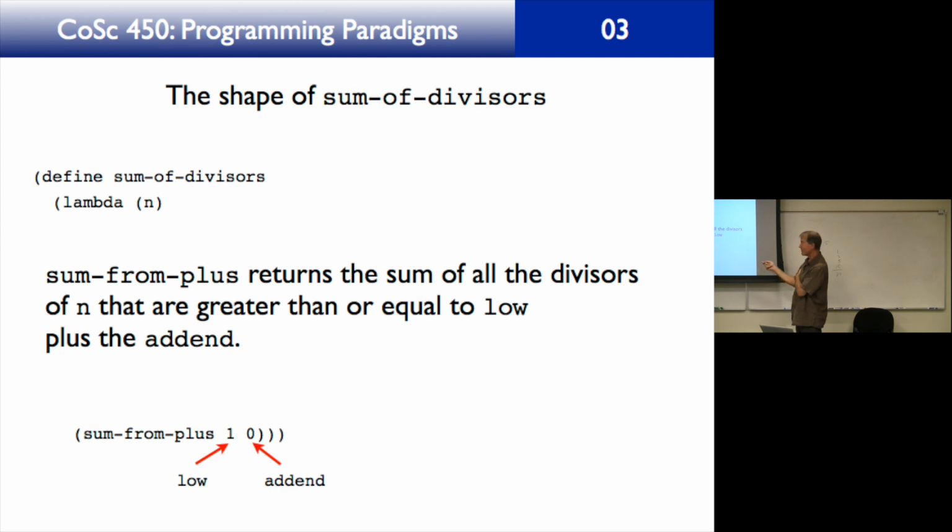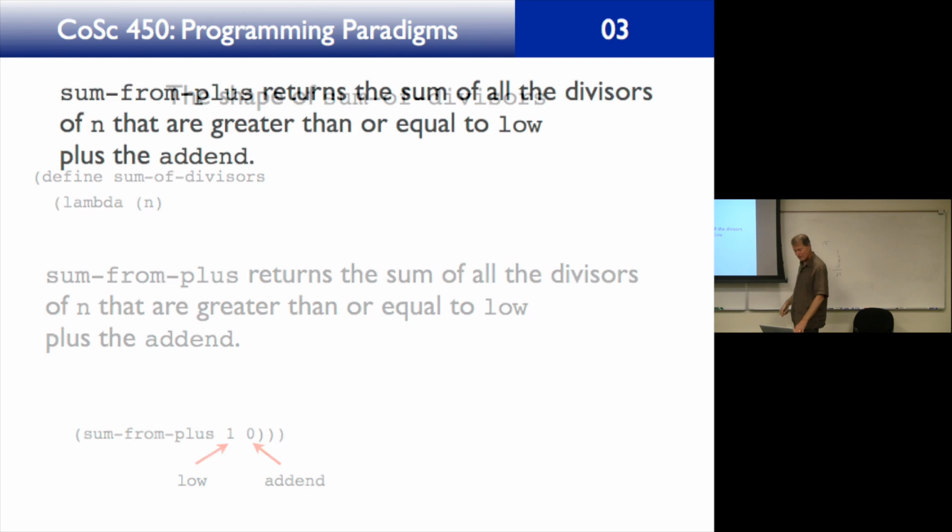But isn't that exactly what the sum of the divisors of n is? Do you see what I mean? Is everybody with me on this? If sum from plus returns the sum of all the divisors of n that are greater than or equal to low plus the addend, and if we call it with 1 for low and 0 for addend, then it's going to return the sum of all the divisors of n that are greater than or equal to 1 plus 0. So it's going to be the sum of all the... Are you with me? Does everybody see how this specification, if we call it with a low of 1 and addend 0, will return exactly what we need it to return?